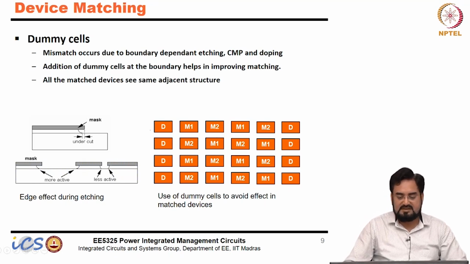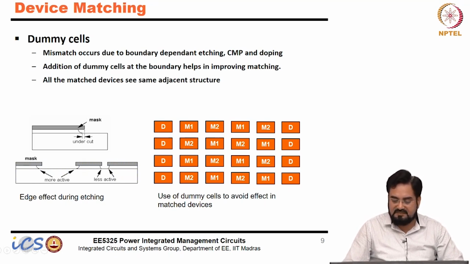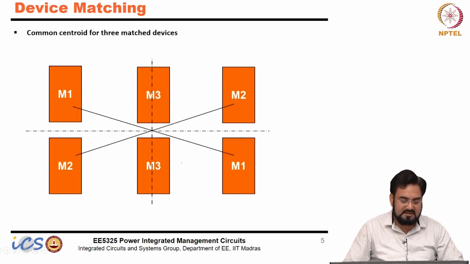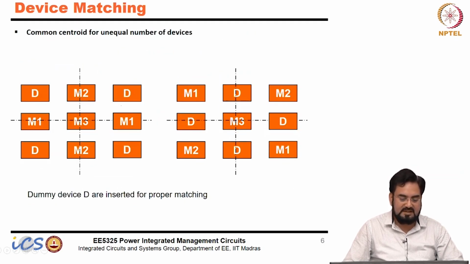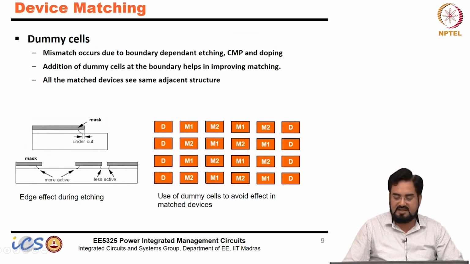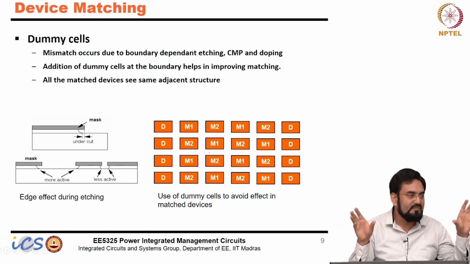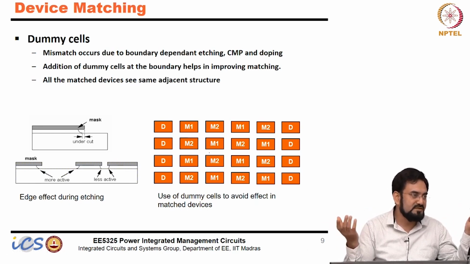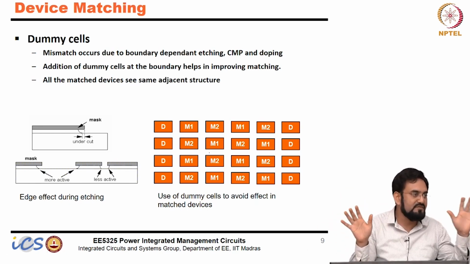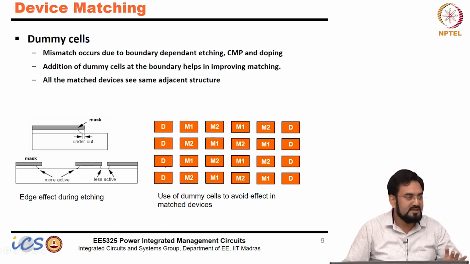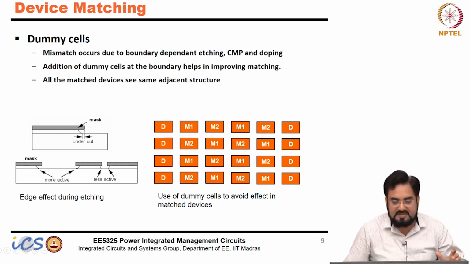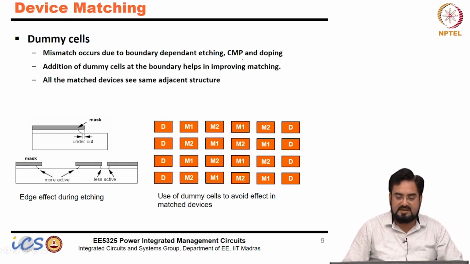Then dummy cells. For matching, let's say here we had holes, empty spaces, and we put the dummy. But here we don't have any empty spaces, but still you want to put the dummy devices. The reason is each device should see the same structure on both sides, even in top, bottom, left, right, all the four sides. Otherwise they won't be matched, and the main reason is this may occur due to etching and CMP and doping.